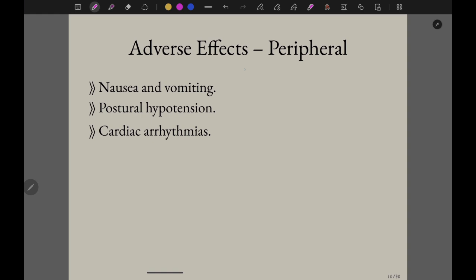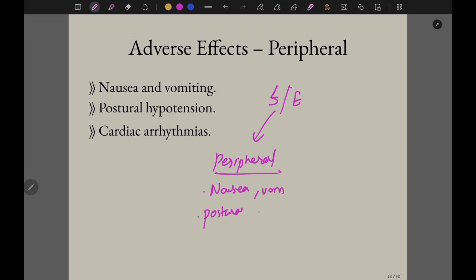So what are the side effects of levodopa? Peripheral side effects can be reduced by administering carbidopa along with it. Peripheral side effects include nausea, vomiting, then postural hypotension. Actually, dopamine can cause vasodilatation. So if we give levodopa, that can lead to vasodilatation and cause postural hypotension. Then it can also cause cardiac arrhythmias, tachycardia, palpitation.